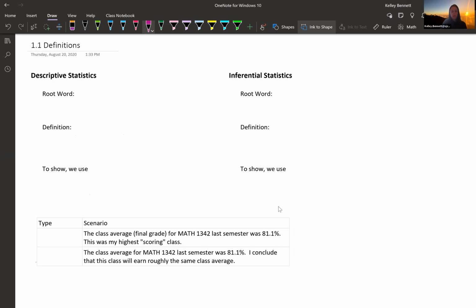So what are descriptive statistics? The thing to notice here is that the root word is describe. So we're really just describing or summarizing data. And typically what we'll do is we'll take all of our data, put it nicely in a package or somehow format it, display it visually.